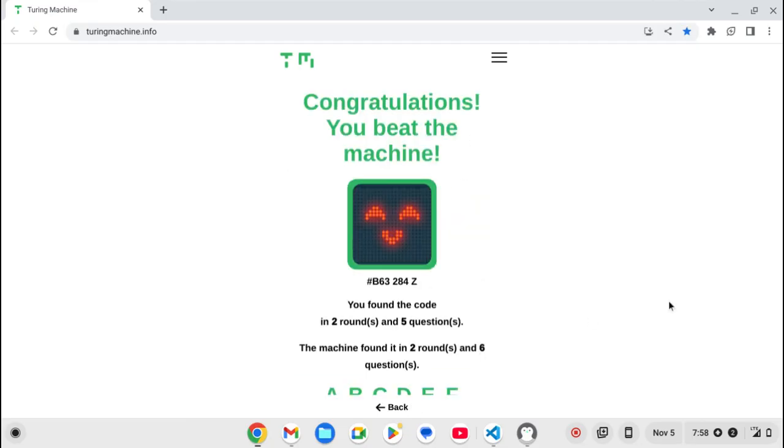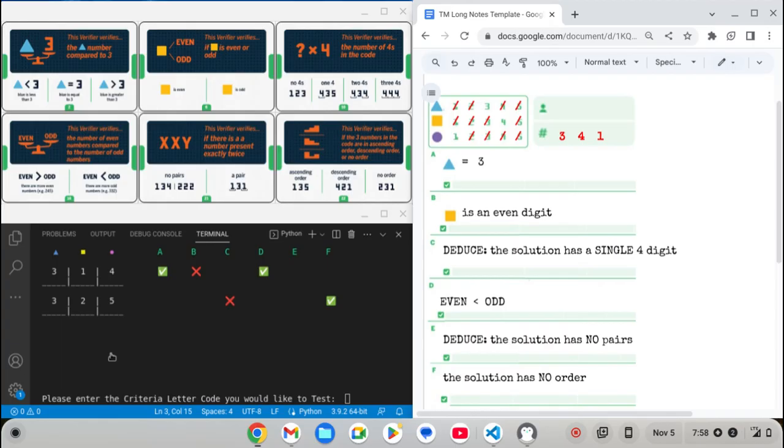So how do we do? Okay, so we beat the Turing Machine by one question. And I really attribute that to our deduction in criteria card E. So very interesting. Like I said, I think that may have been the first time I've used that particular deduction. So it really paid off.